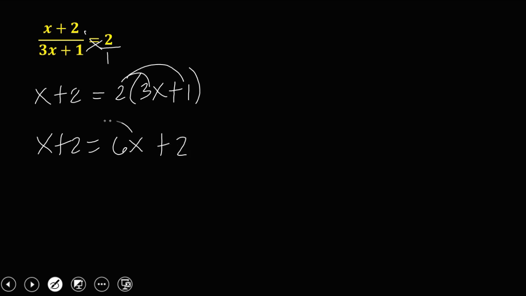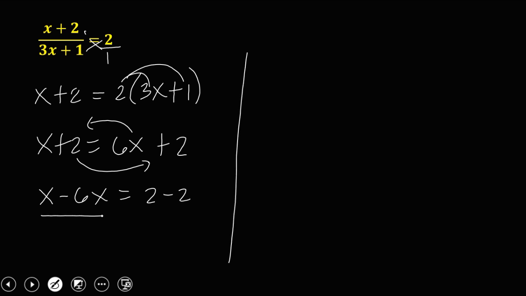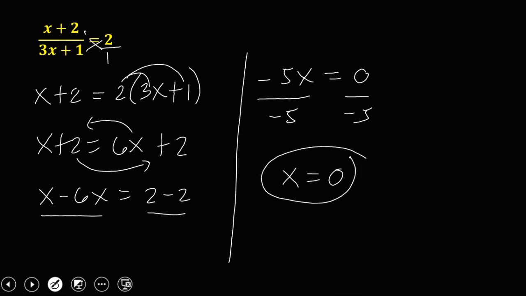Then transpose this 6x to the left side. So x minus 6x equals 2. Transpose positive 2 to the right side, minus 2. And we have now x minus 6x, that's negative 5x equals 2 minus 2, that's 0. Then divide by negative 5. So x is equal to 0, and 0 is the solution of this equation.